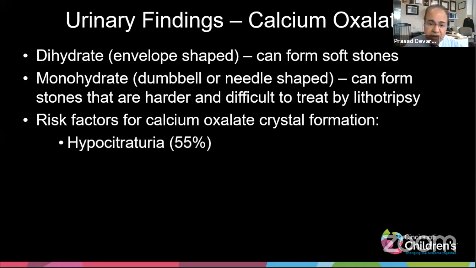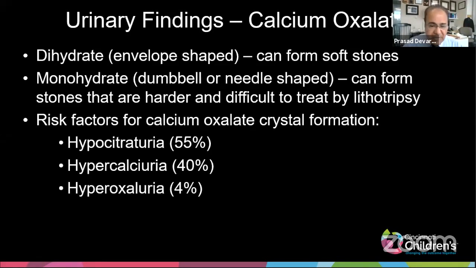And the most common risk factor today is low levels of citrate in the kidney and in the urine. And we'll come back to this concept later. It used to be hypercalciuria as the most common cause, but now in the last 5 to 10 years, it has become obvious that low citrate levels are more common than high calcium levels. And then there are some rarer causes, high oxalate levels and low urine volume.